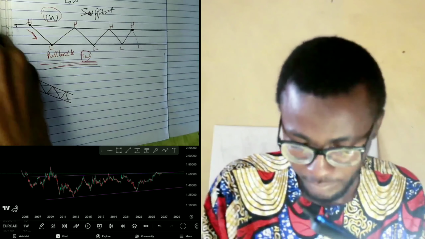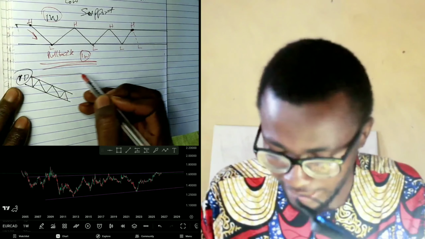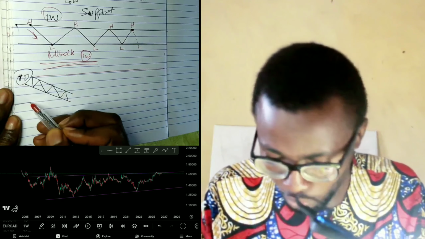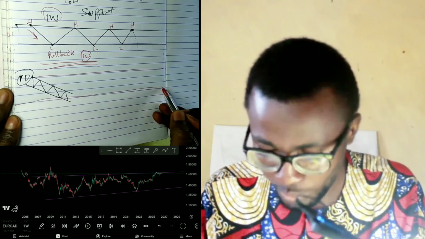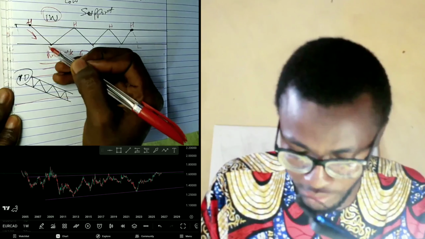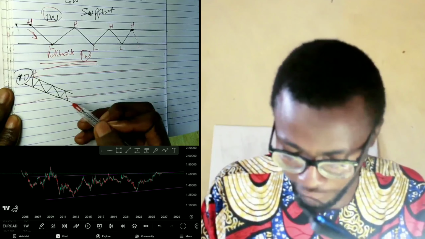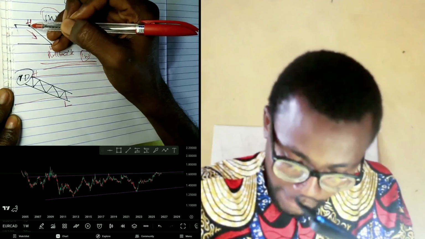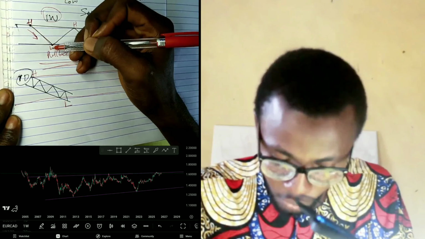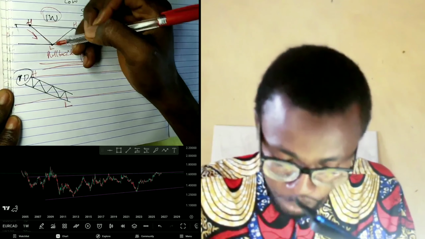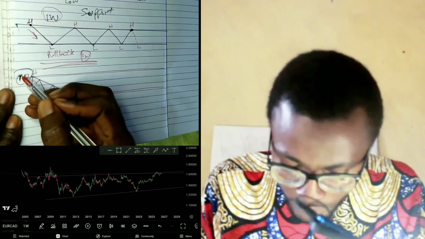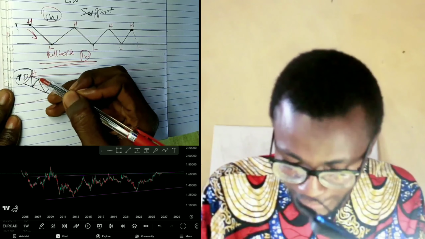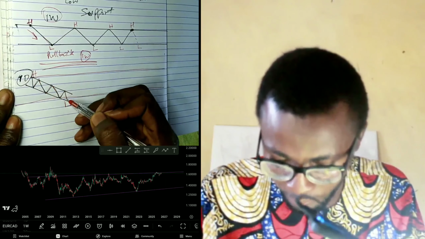So can you see? This is the high of the 1 week time frame, and this is the low of the 1 week time frame. This pullback from the high to the low is called a pullback in the 1 week time frame. But on the 1 day time frame, look at the pullback. The same pullback is actually a downtrend going down.